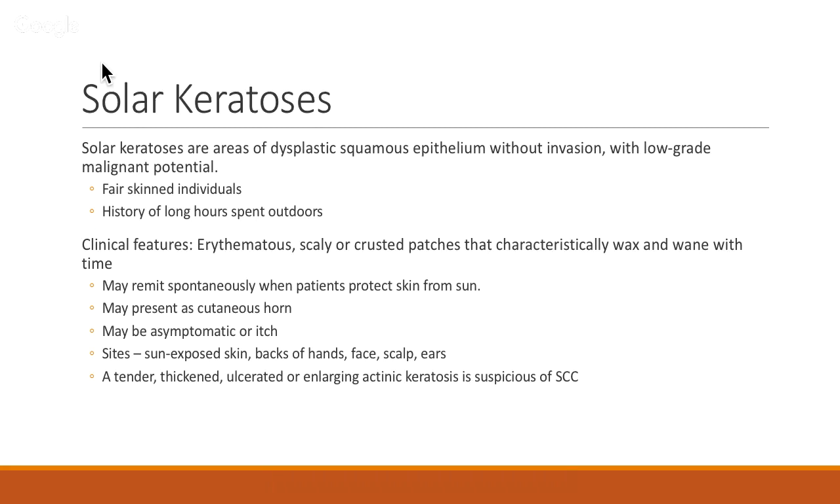So in terms of the clinical features, it's an erythematous, scaly, crusted patch, classically waxing and waning. And by that, I mean if you don't expose yourself to the sun, it can actually spontaneously remit. It can present as a cutaneous horn. It can be asymptomatic or itchy. The site is often sun-exposed areas because it's due to cumulative UV radiation. But if it's tender, thickened, ulcerating, or enlarging, then it's more suspicious of an SCC. The progression, though, is still quite low.